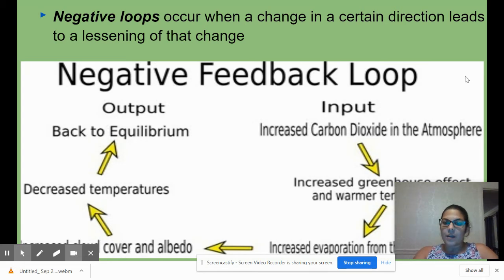Okay. So here, the example is increased carbon dioxide in the atmosphere. We're using global warming for every single example that we're going to use here. So increased carbon dioxide in the atmosphere means increased greenhouse effect and warmer temperatures, which means there's increased evaporation from the atmosphere. I know it's hard to see with all this stuff here. That means you have increased cloud cover and albedo, which means there's more reflection, which means that the temperatures actually decrease, which is the opposite of global warming. And then output is back to equilibrium. It's getting warmer, something happens, and then those temperatures start to decrease.